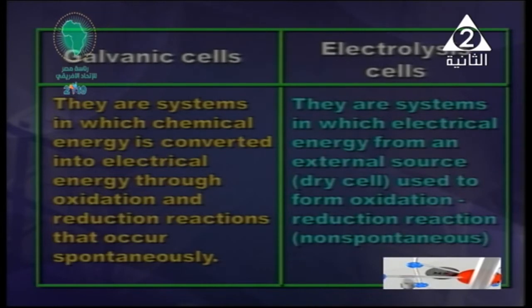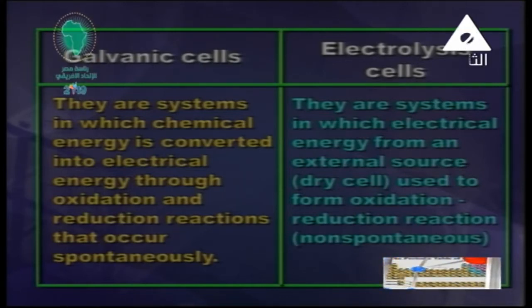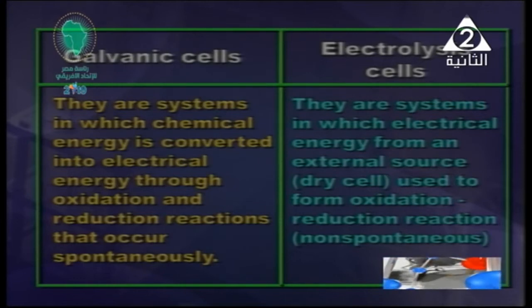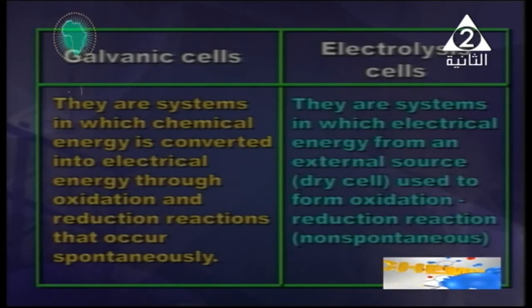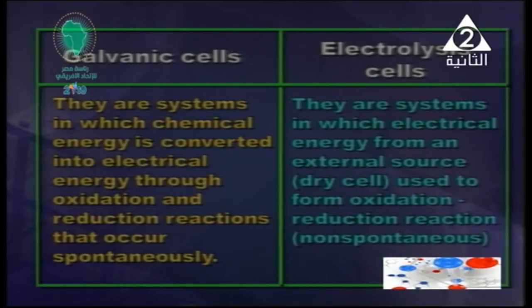This electricity from galvanic cells is used to make the reaction in electrolysis cells. The current that is produced from a galvanic cell is used to produce a redox reaction in electrolysis cells. I hope you understand.